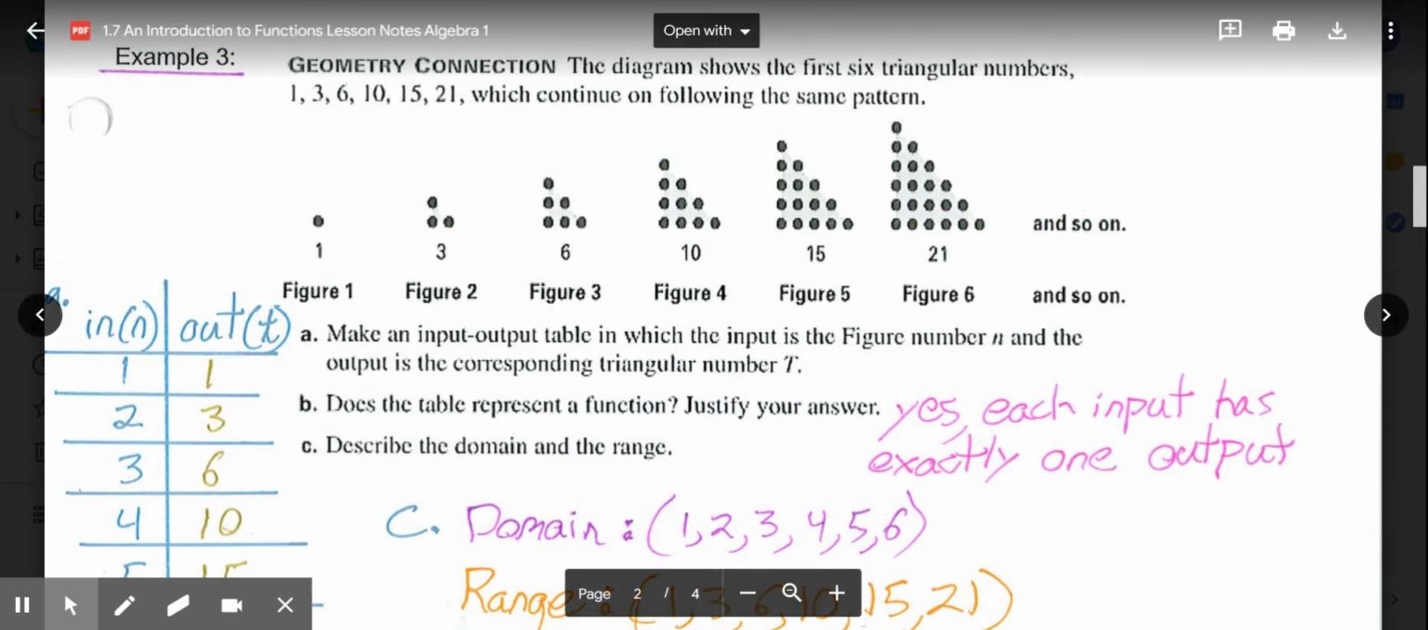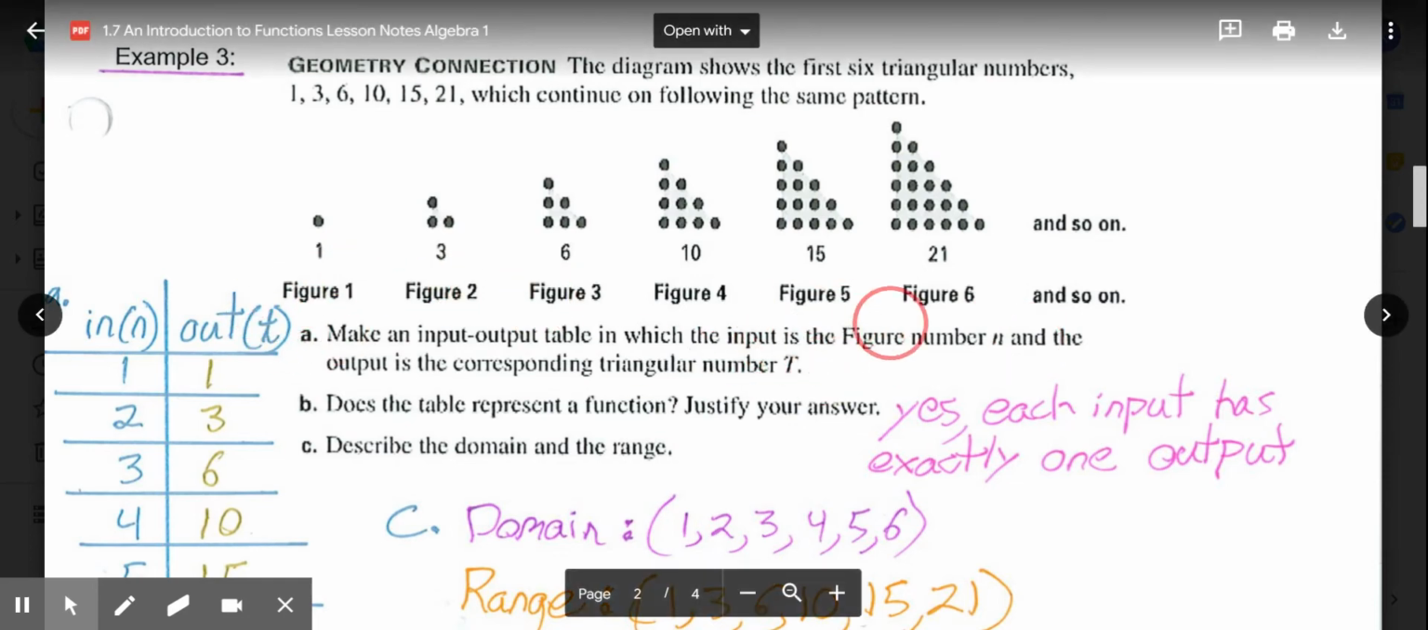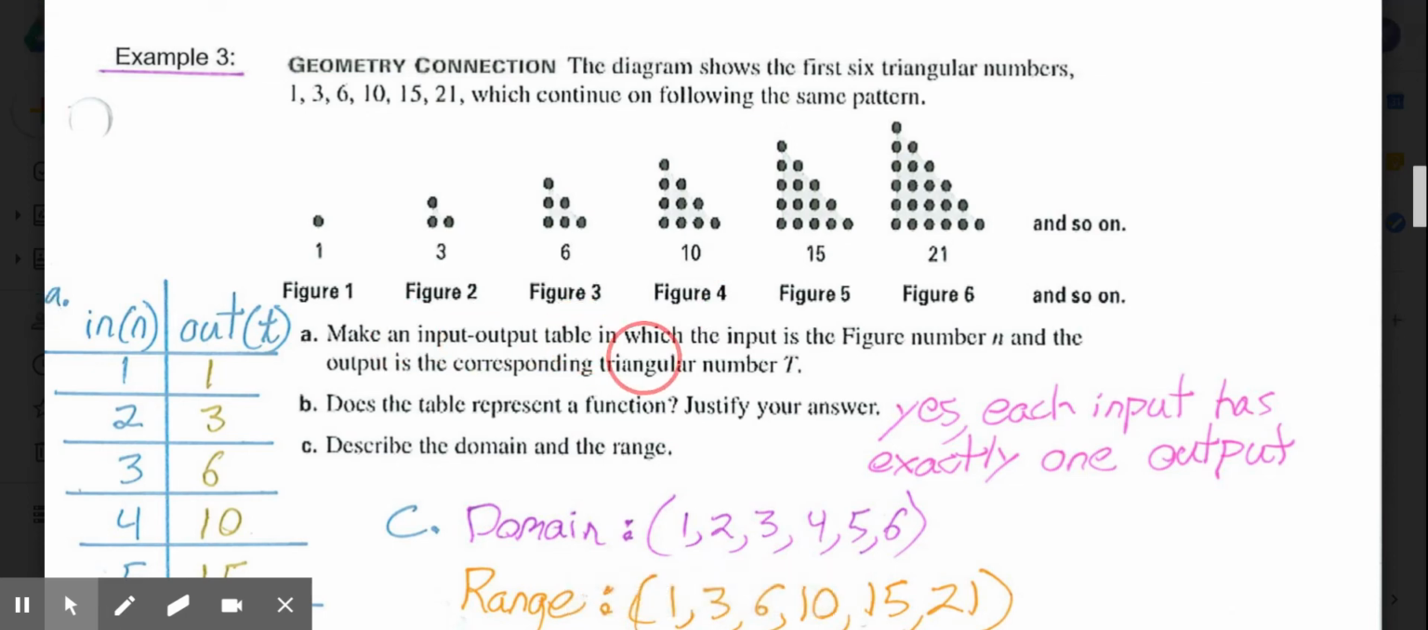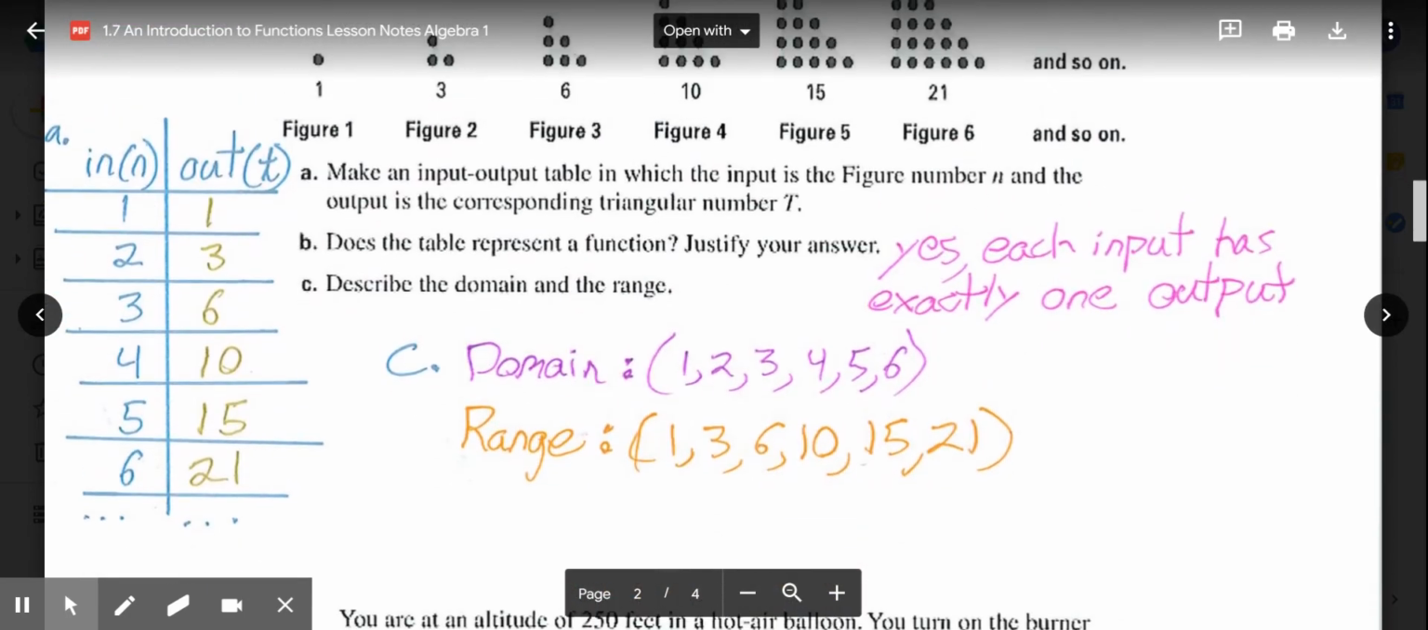So when we make that into an input-output table, the figure number n is the input, so the input would be the figure numbers, and the output is the corresponding triangular numbers, which are here below the diagram. So our input-output table, I made a vertical. Here's our different inputs, and here's the corresponding outputs.